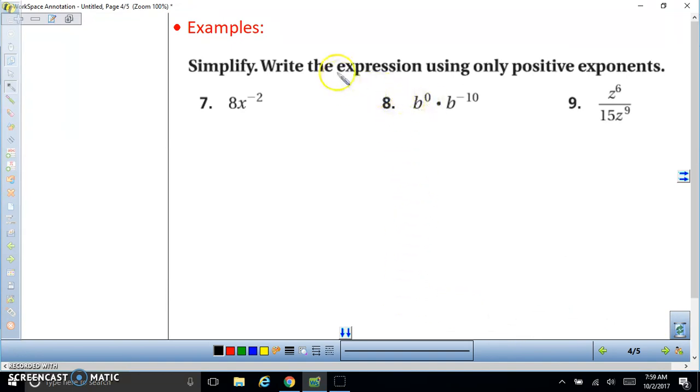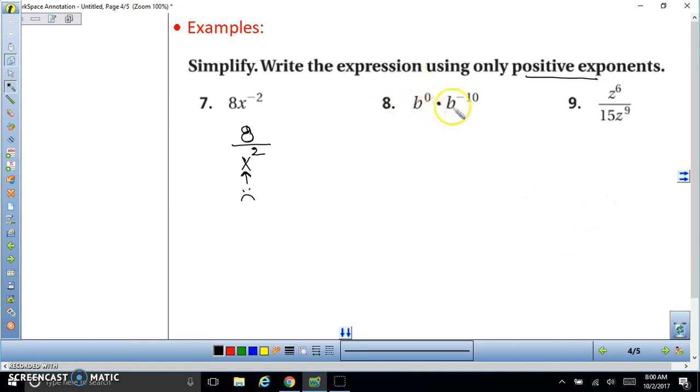Awesome. Let's go on to example 7. Simplify. Write the expression only using positive exponents like what we did before. So our last couple, we have 8. And this does not have a parentheses around the 8 and the x, so this is just talking about that x being negative to the x squared. And we can't simplify this any further because we don't know what x is, so we're done.